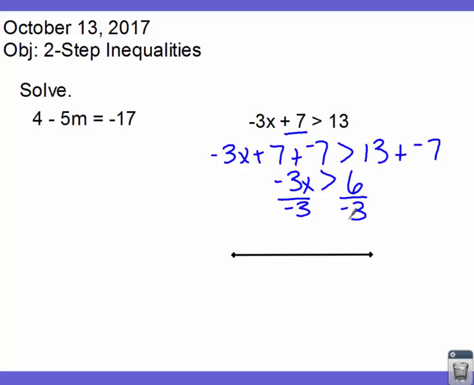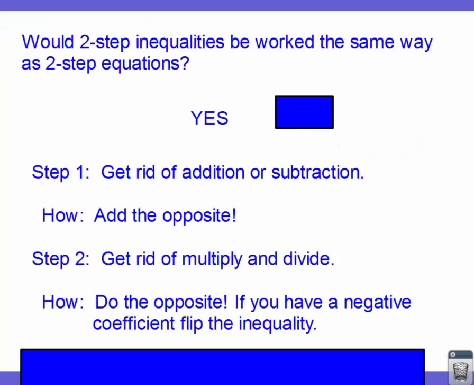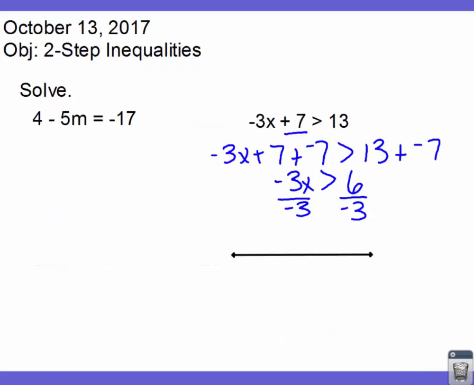So here's where we got to pay attention. Okay, so it says in our rule back here, it says do the opposite. If you have a negative coefficient, flip the inequality. So in this one right here, we do have a negative coefficient. So when I'm solving this part, if I multiply through or divide through by a negative, this inequality is going to flip when I do this step.